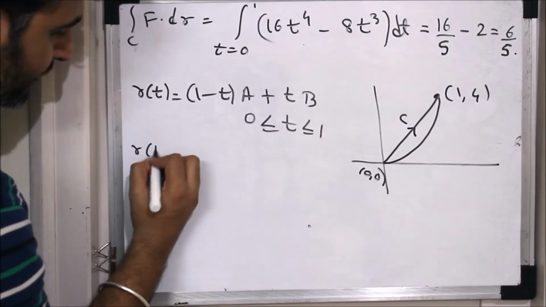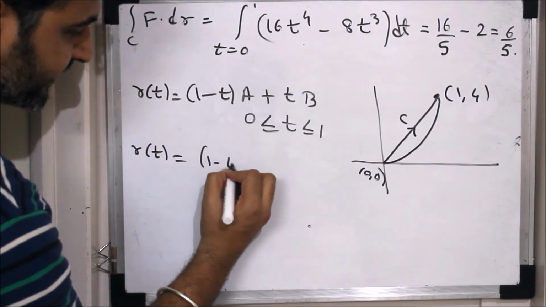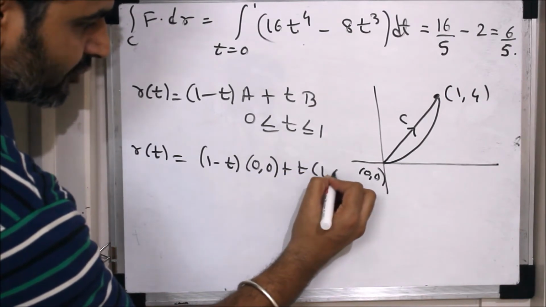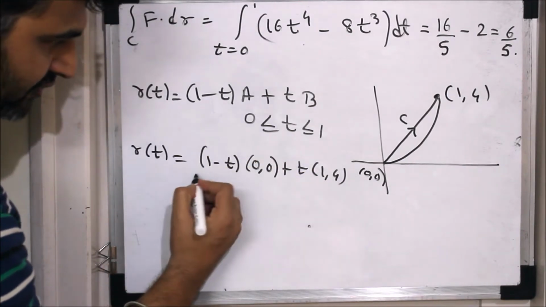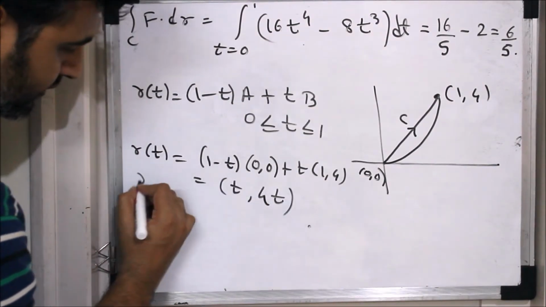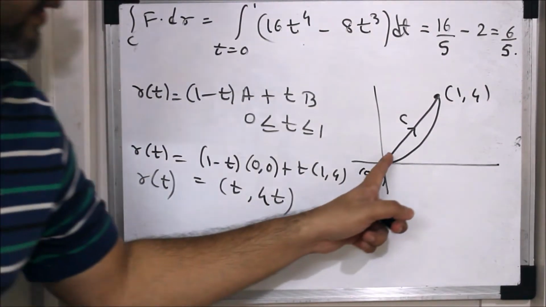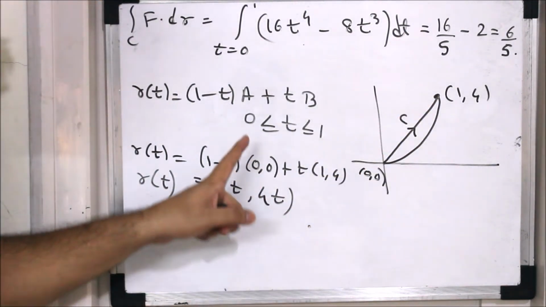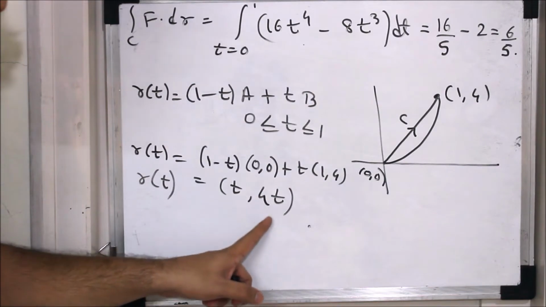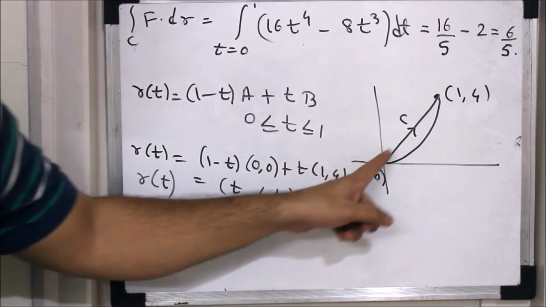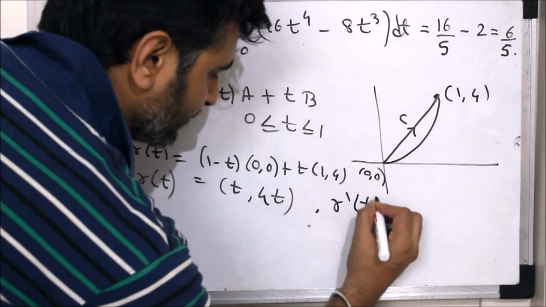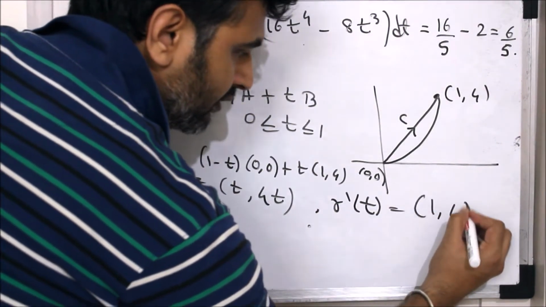Okay, now let's put the values. R of t, (1 minus t) into a. What is my a? 0 comma 0, plus t into what is b? 1 comma 4. So this goes away. So this is nothing but t comma 4t. So this is the parameterization for this segment. And as you can see, when my t is 0, it is 0 comma 0. When my t is 1, it is 1 comma 4. So I am getting all the points on this line. Okay, so now what will be my r dash of t? R dash of t will be 1 comma 4.